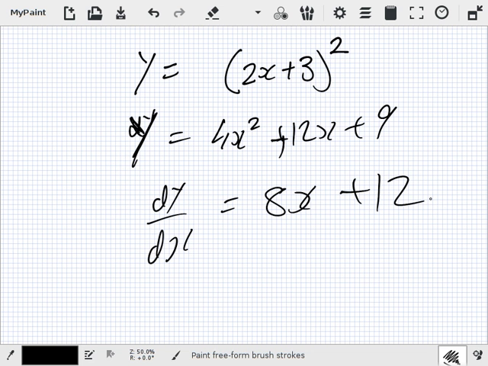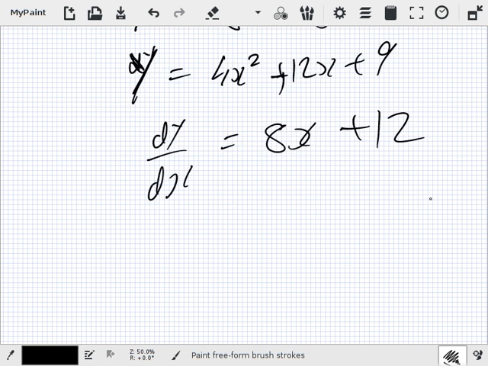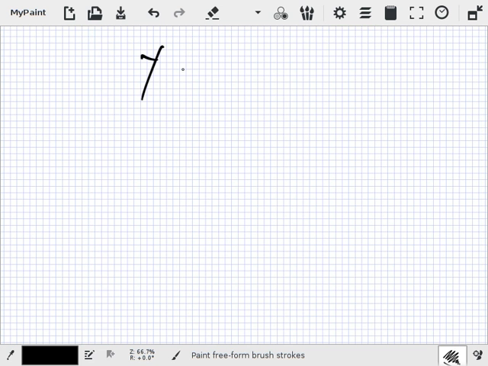I haven't done one with an exponential function yet. So give me the derivative of this function.